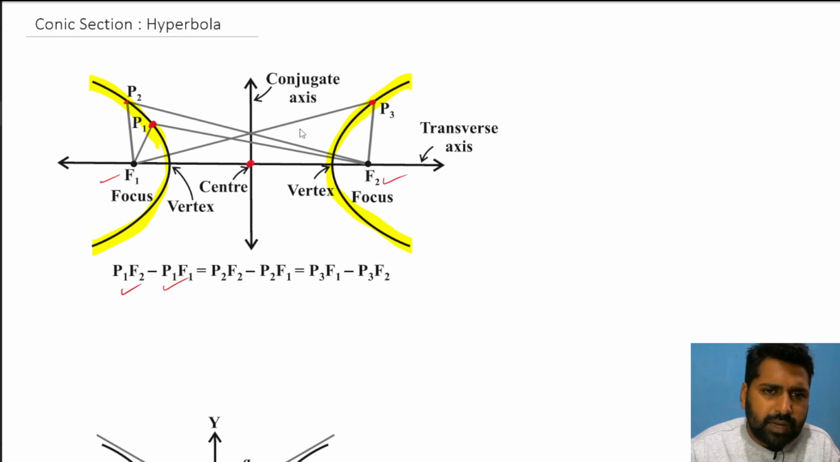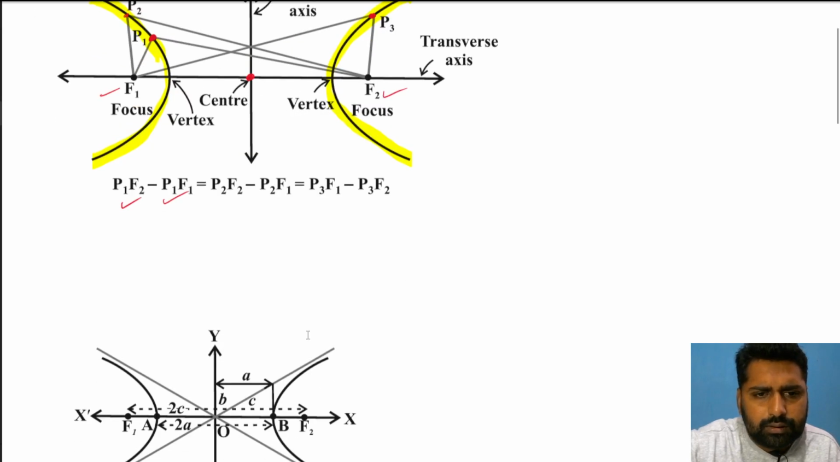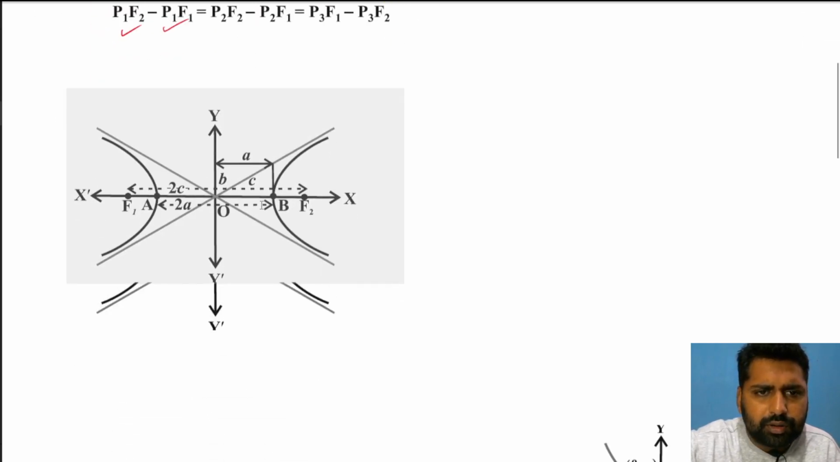Earlier it was major and minor axis, now you have transverse and conjugate axis. The transverse axis passes through the hyperbola. The conjugate axis is perpendicular to it. These are the first few important points.